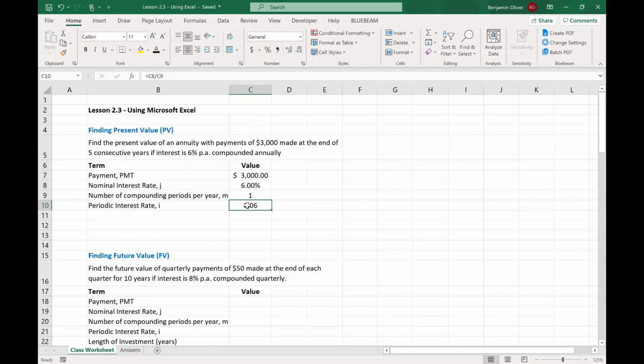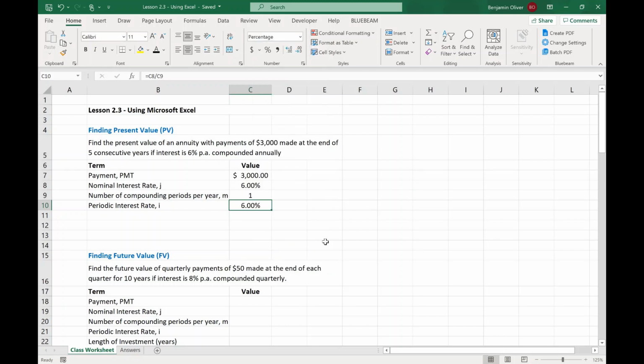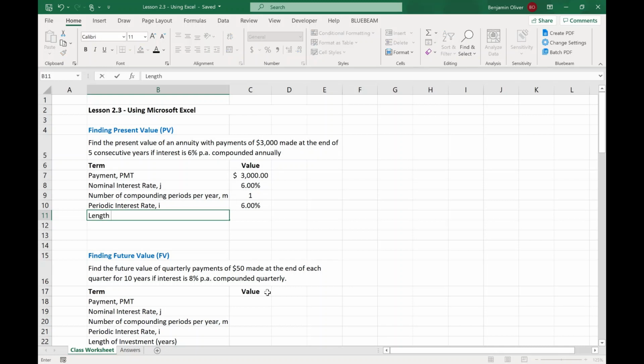So we can do the same thing here. We have this as a general item. We can again change that to a percentage, and it comes up as 6%, understanding that that number is actually 6%. We can go to our next item that we usually look at, our length of investment. How many years is it? And that's important. So make sure that in brackets here, remember, length of investment never had a term.